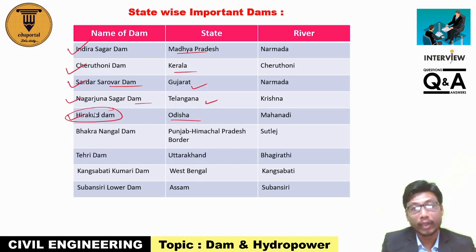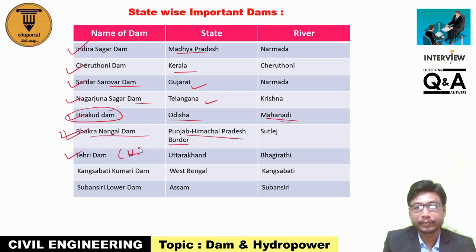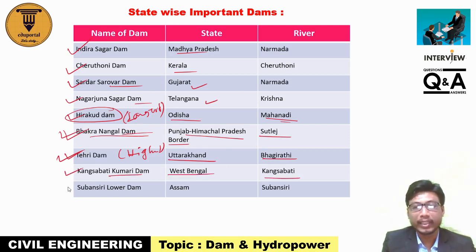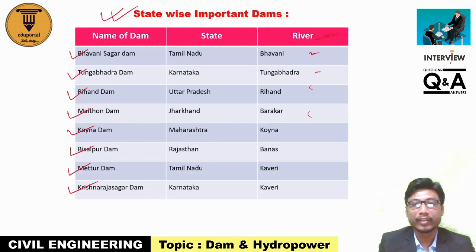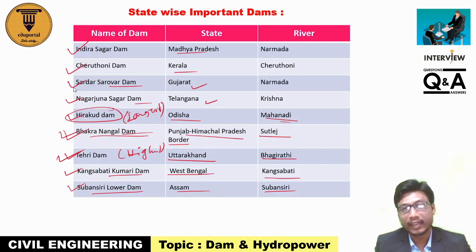Hirakud Dam is the longest dam on the river Mahanadi, as we have told. Bhakra Nangal Dam, Punjab Himachal Pradesh border, it is also very important. Tehri Dam is the highest dam, and Hirakud Dam is the longest dam. Tehri Dam in Uttarakhand on the river Bhagirathi, and Bhakra Nangal Dam on the river Sutlej, and Kangsabati Dam in West Bengal on the river Kangsabati, and Subansiri Lower Dam in Assam on the Subansiri. Okay, so these are some state-wise important dams you can see, and so you can select any of the dams and study a little bit about the dam.